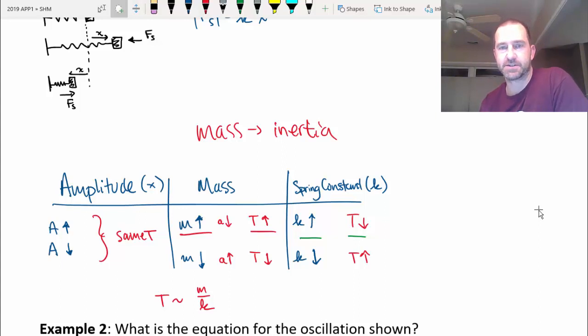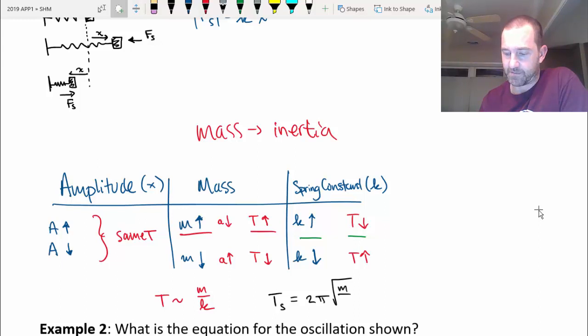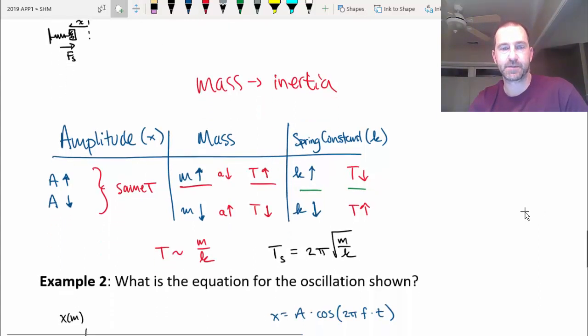Well, of course, the equation is not just going to be T equals m over k. The equation for the period of a spring is going to be 2 pi again, and this time it's the square root of m over k. There's no mnemonic device for that, sorry, but we'll use that formula for the spring oscillator, and that is provided for you on an AP test.